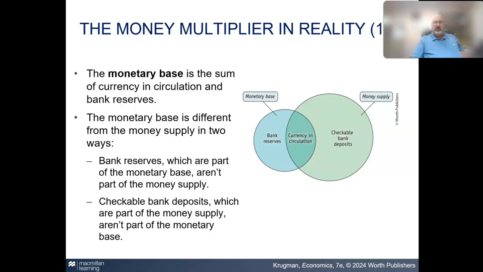So there's your little Venn diagram on the right, which shows how all this works. Currency in circulation is in both of them. The money supply is the big circle, the monetary base is the small circle. The monetary base is your bank reserves plus your currency in circulation. The money supply is your checkable bank deposits and currency in circulation. So there you go. That is where we are.